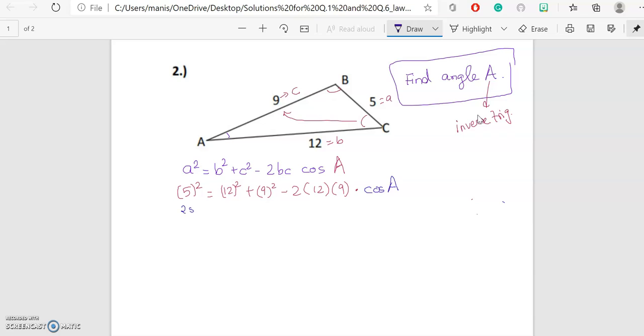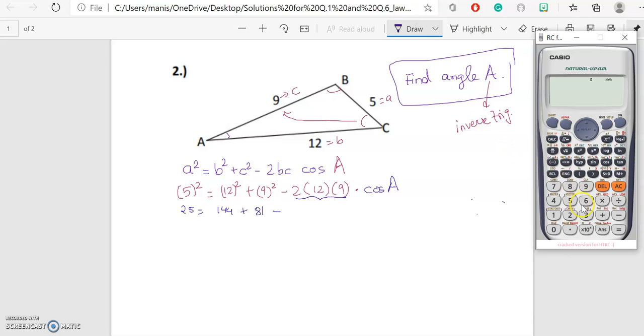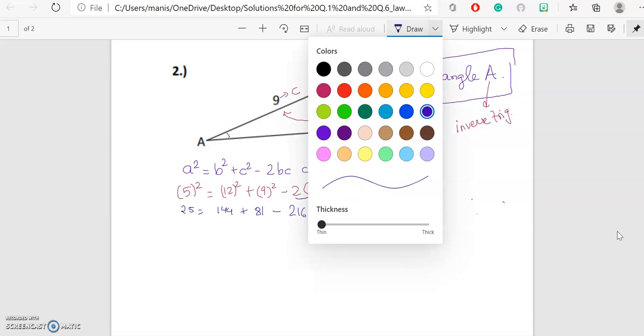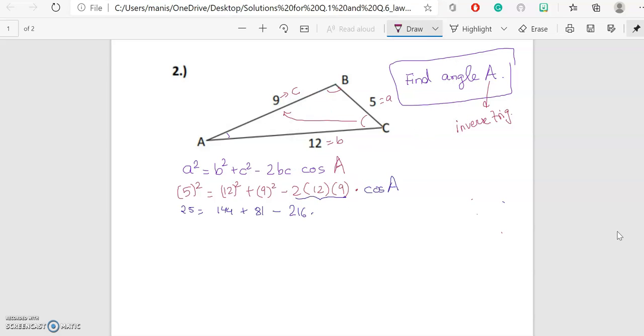So this is 25 is equal to 144 plus 81 minus, and I can multiply these. 2 times 12 is 24. 24 times 9. So what is 24 times 9? We can pull up our calculator over here. This is 24 times 9. It gave me the answer, 216. So it is 216 times, and again I'm changing the color because I have to pay proper attention that I have to find this value, cosine of A.